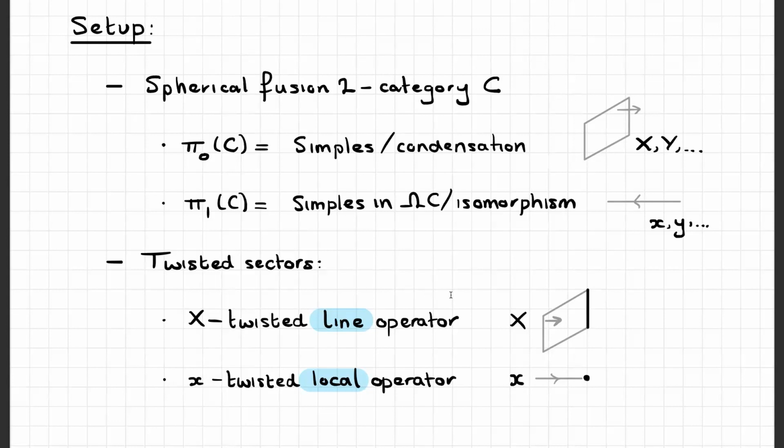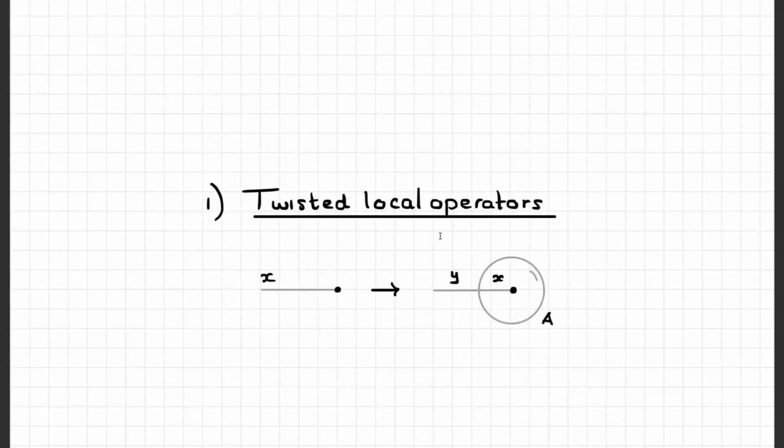Okay. So I want to take these two examples in turn, and I'm going to start with the local operators because they're most similar to what we just discussed. So let me first discuss twisted sector local operators. Just like in 2D, we have some local operators that look like points. They're attached to topological lines.